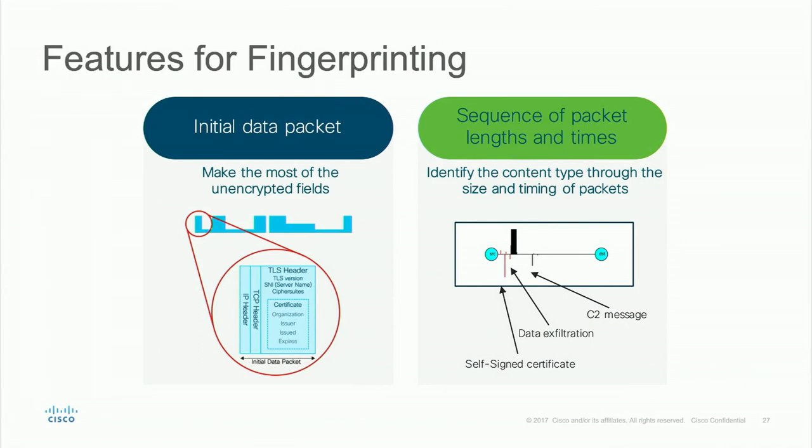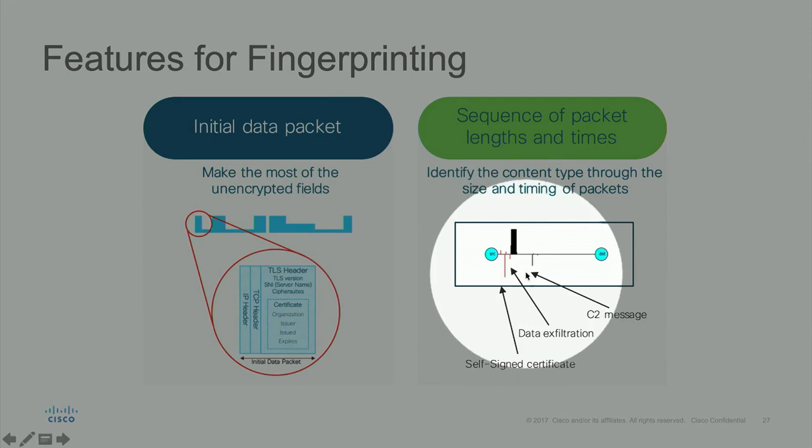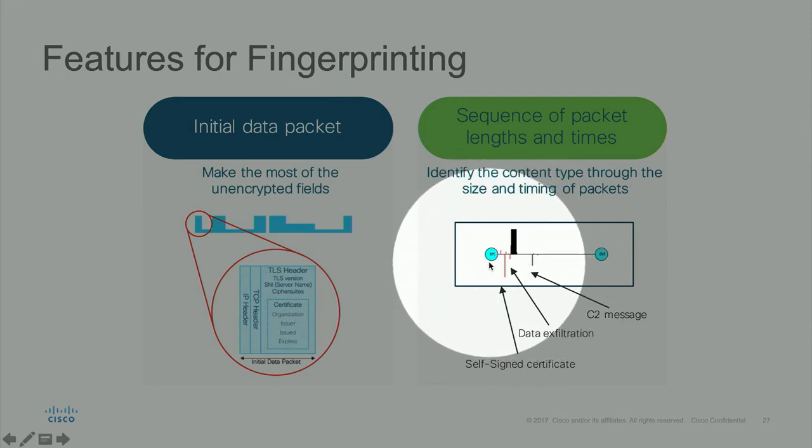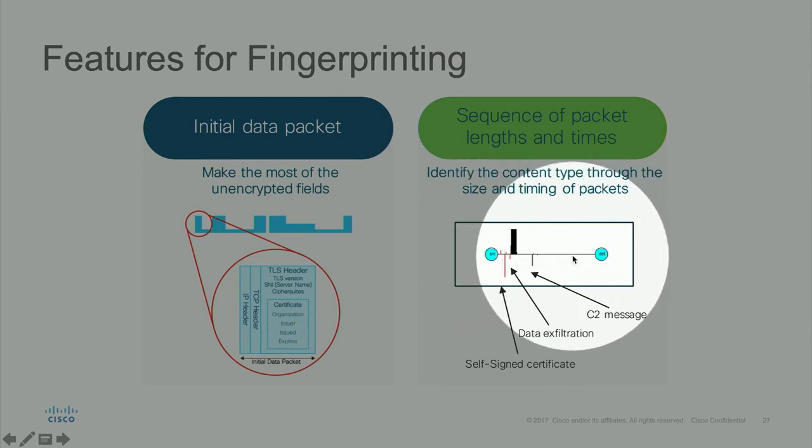And then we have the sequence of packet lengths and times. Let me describe this diagram a little bit. On the left, you have the source. On the right, the destination. This line here is the time axis.